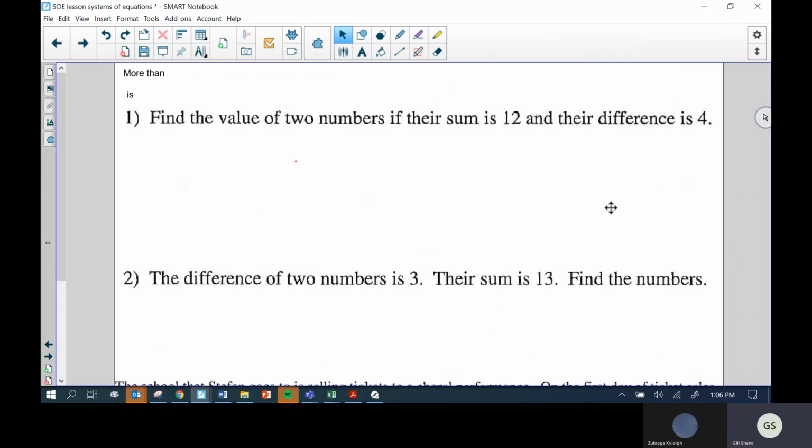It says find the value of two numbers, their sum is 12 and their difference is 4. What's the unknown? What are we trying to find out?